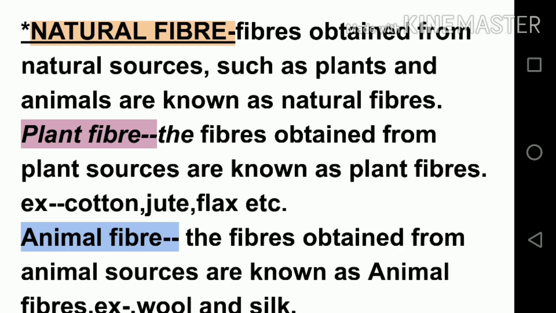So what are natural fibers? These fibers are obtained from natural sources. And what are those natural sources? That is plants and animals. These are called natural fibers. And what are plant fibers? Plant fibers are obtained from plant sources, and the examples are cotton, jute, flax, etc. Animal fibers we get from animal sources like wool and silk. So these are the different types of natural fibers.